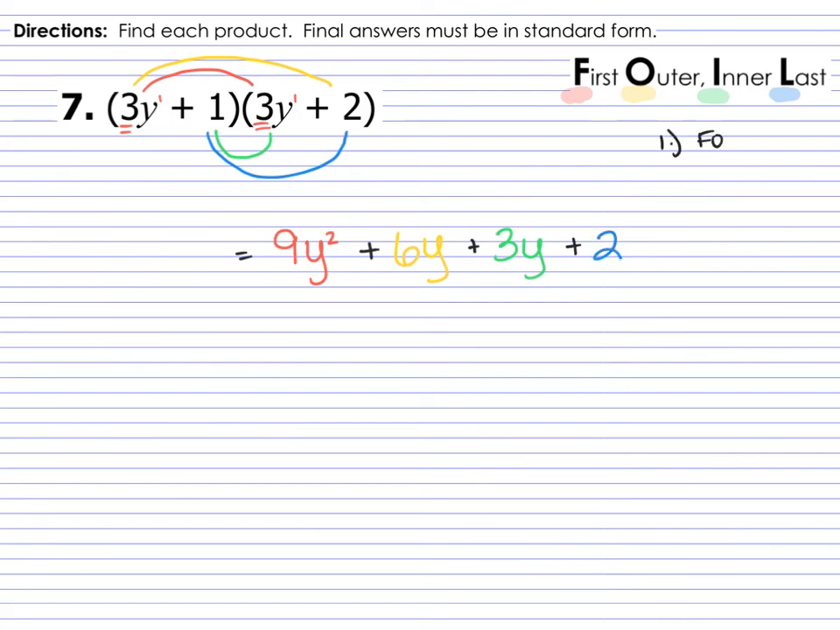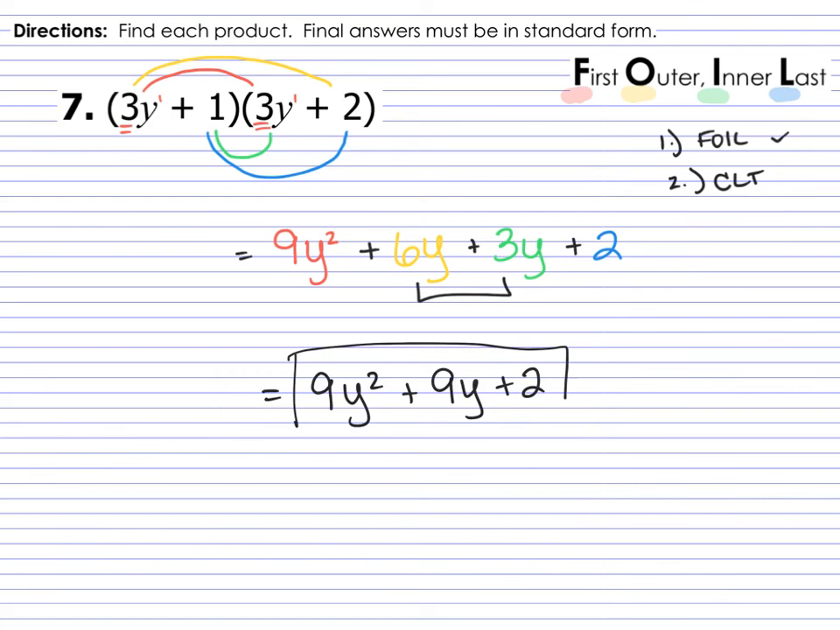Step 1 was to FOIL. Step 2 is to combine like terms. So step 1 is done. We're going to combine those like terms to give us 9y squared plus 9y plus 2. There's nothing here that can be simplified, so this will actually be our final answer.